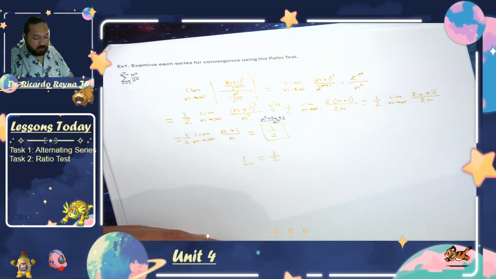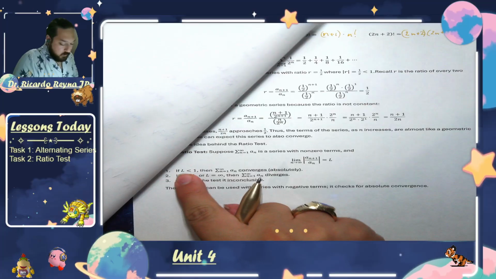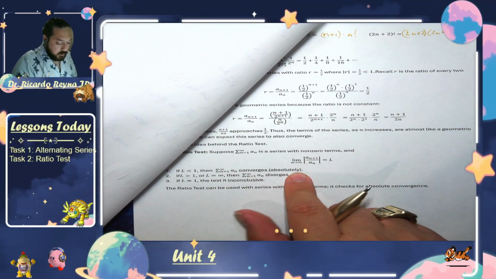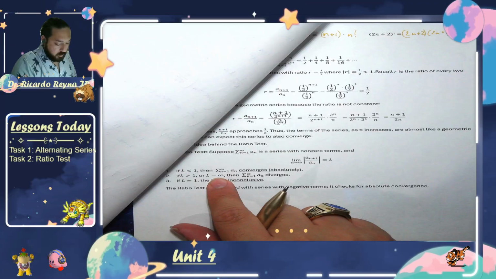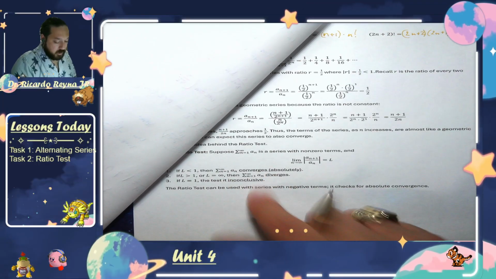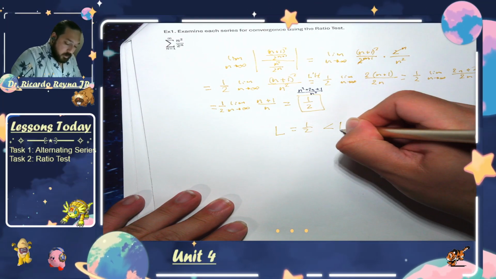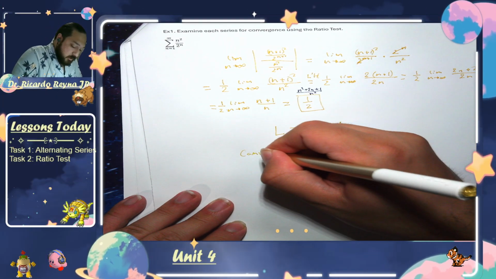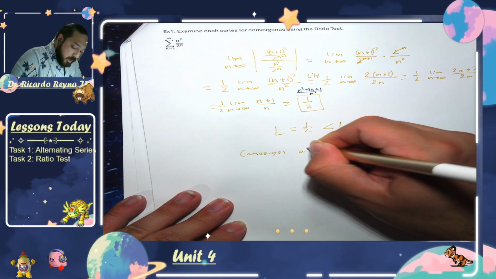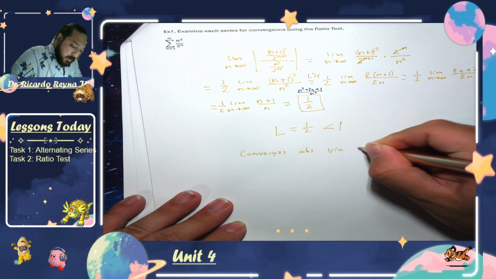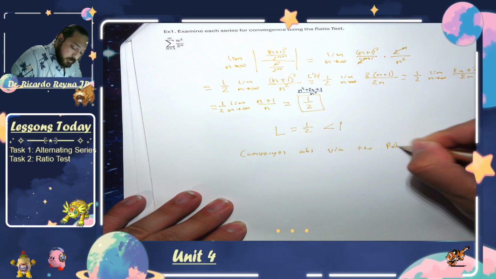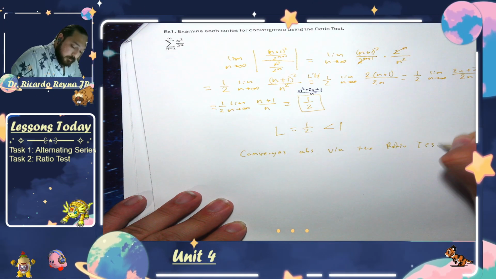And via the ratio test, we have things to check. If it's less than 1, then it converges absolutely. If it's greater than 1 or infinity, it diverges. If it's equal to 1, it's inconclusive. It's less than 1. So we have that it converges absolutely via the ratio test.